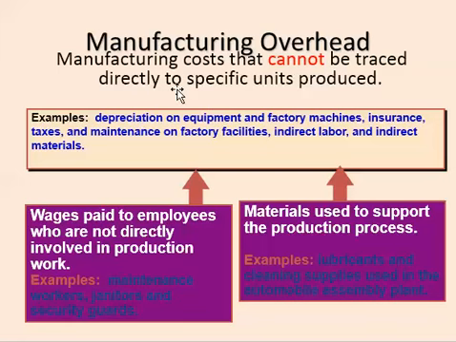manufacturing overhead. Manufacturing overhead is, in general, costs that cannot be traced directly to specific units or products. Some examples: depreciation on equipment and factory machines, insurance, taxes, maintenance on factory facilities, indirect labor, and indirect materials. Examples might be maintenance workers, janitors, security guards. Again, they're involved and their costs count as far as a product is concerned, but we can't necessarily track it to one particular specific product. And when we talked about indirect materials, examples would be lubricants, cleaning supplies, etc.